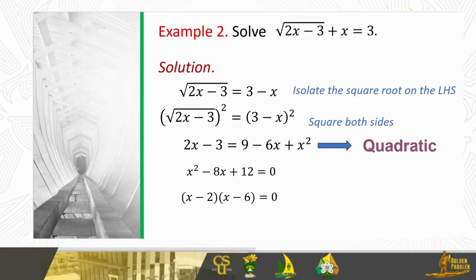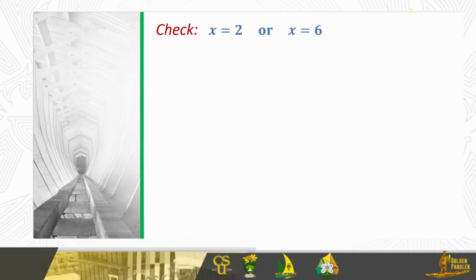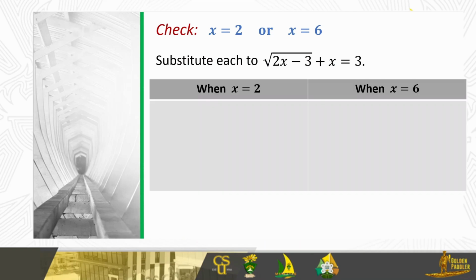Solving this quadratic equation by factoring, we have the factors on the left-hand side, x minus 2 and x minus 6. Therefore, we have the values of x equal to 2 or x equal to 6. So we check again these two values. Substituting each to the original equation, we have the following. So we ended up with 3 equal to 3, which is a true statement. So we may say that x equal to 2 must be in the solution set.